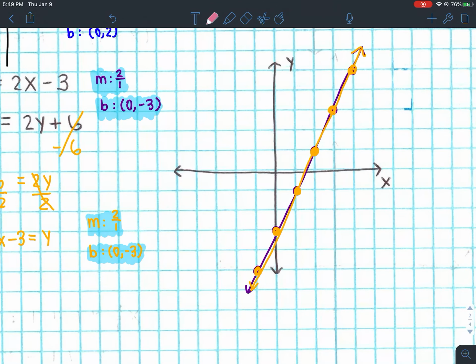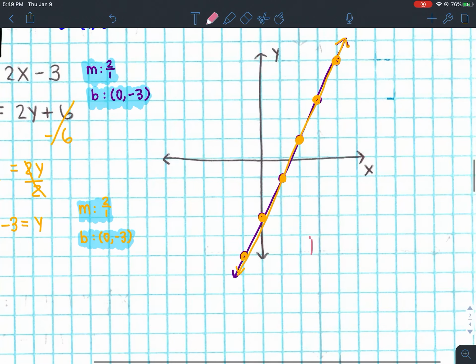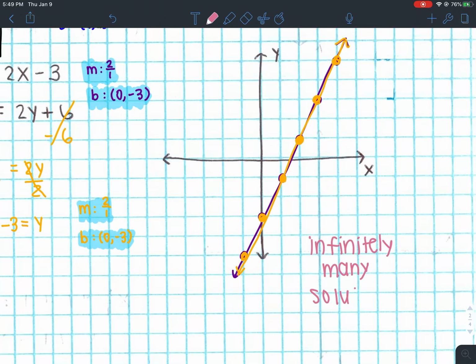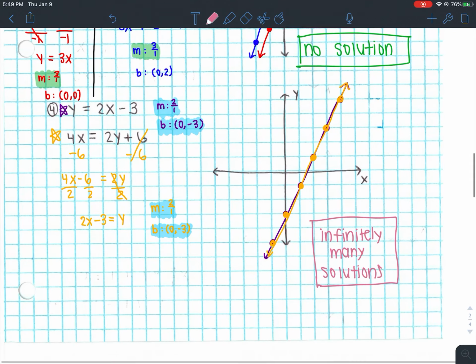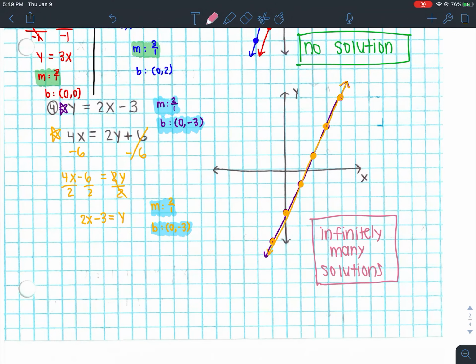So this line crosses an infinite amount of times. This is infinitely many solutions. And the short way to write this, we can write IMS, but I like to write out infinitely many solutions. So these cross an infinite amount of times.